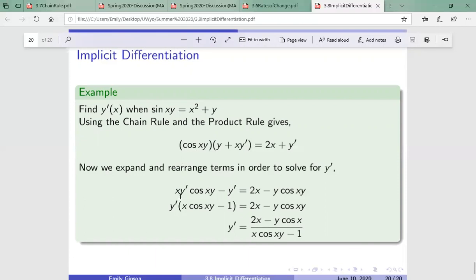So we're left with x y prime times cosine xy minus y prime equals 2x minus y times cosine xy. On the left-hand side, we can pull a y prime out, and then we divide our right-hand side by everything that's not y prime on the left-hand side. Our y prime, or our dy/dx, is equal to 2x minus y cosine xy. I need to fix that because that should be (2x minus y) cosine xy, divided by x cosine xy minus 1.